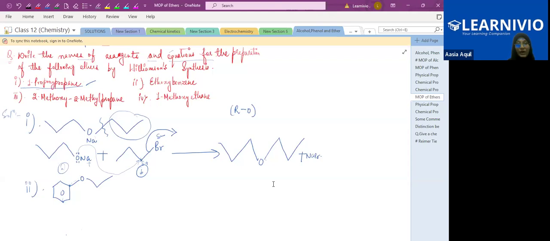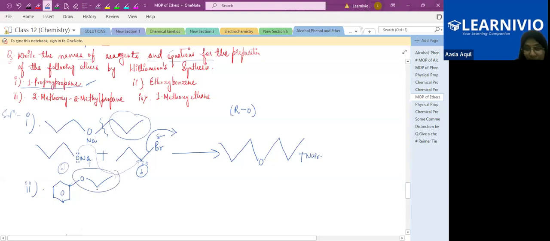And you should also know how to name the ether. So it's ethoxybenzene. If you don't know what ethoxybenzene is, how will you draw the structure? This is your oxygen linkage, and these are the 1, 2 carbons here. This is your ethoxy group, and this is your benzene ring.